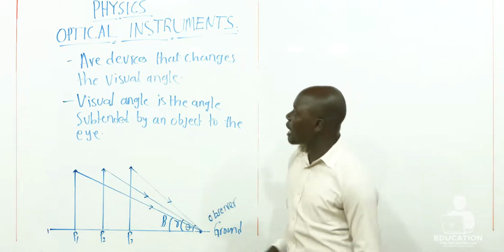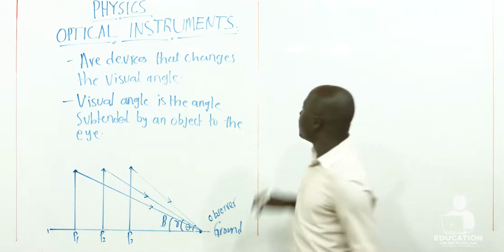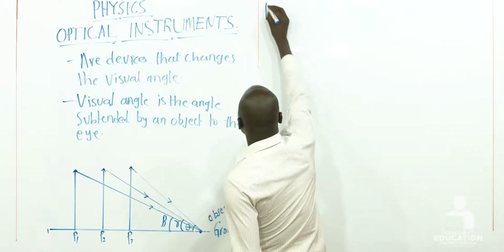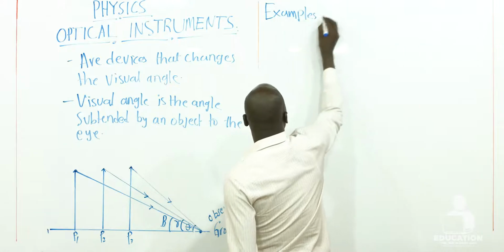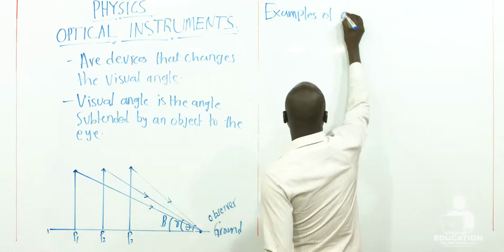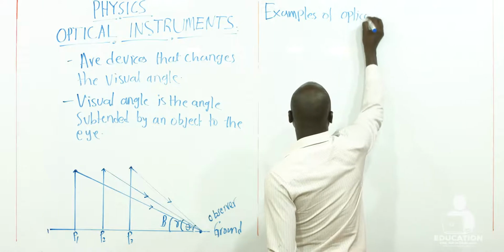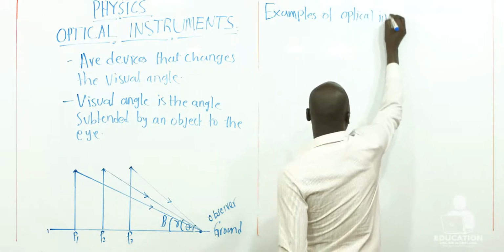So now, what are the examples of these optical instruments? Examples of optical instruments.